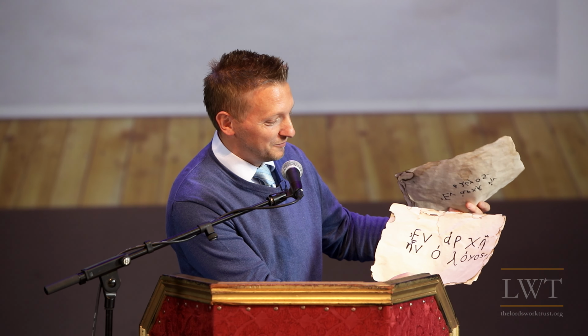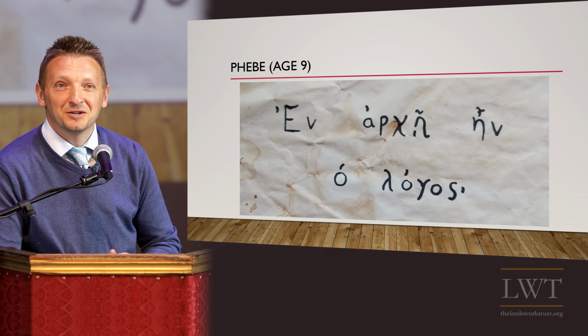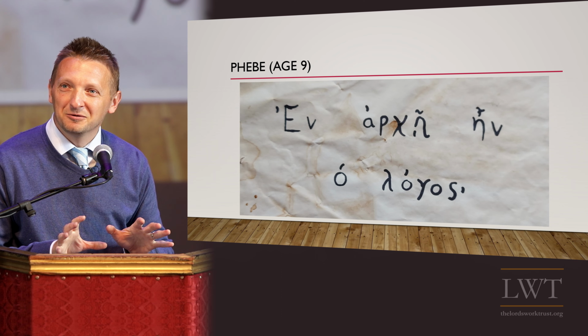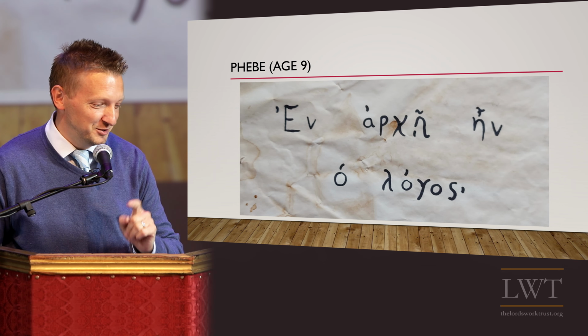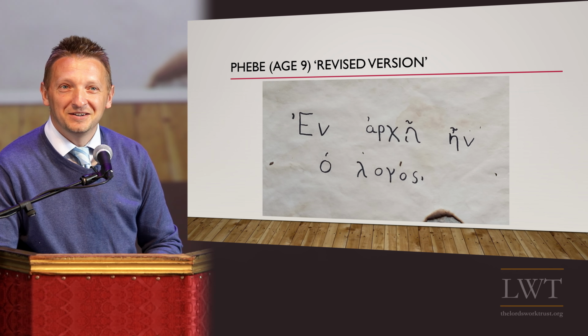I think this one's my daughter Phoebe here. There's one from, I think that's my wife's. One of my daughters here. I have them on screen, so I'll bring these up for you. So this is Phoebe, age 9. That's her copy of the Greek. Phoebe's a bit of a nervous girl, so she said, I don't think I got it right. So she made a revised version here, so that's her second.